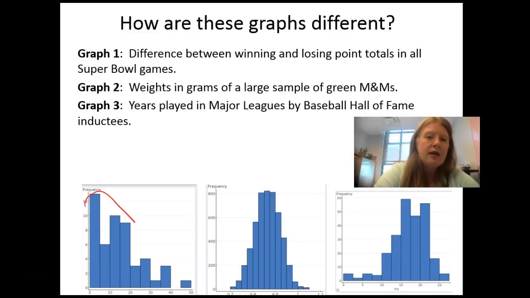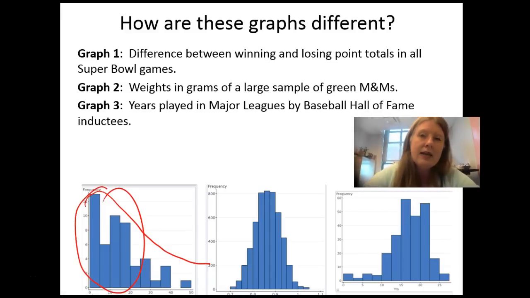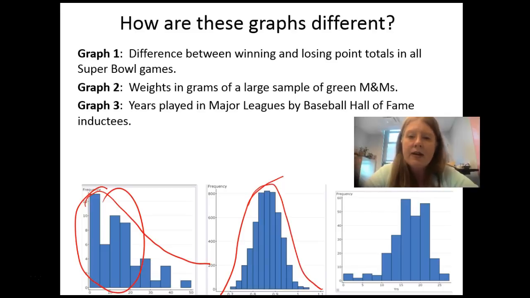So the first one has a tail that's pointing out toward the larger values, so most of its values are on the smaller side in terms of what's being measured, and then we have this tail trailing off to the larger values. The second one has more of a bell shape, where most of the values are in the middle, and then you have a similar number on each side of the middle. And then the last one is one where the tail is pointing off toward the lower values. So you have many values on the higher side and the tail is pointing off toward the lower values.